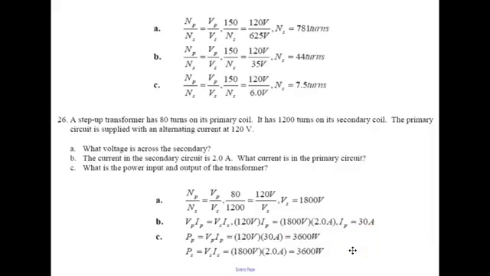And then they want to know the power input and output of each. So you just go ahead and do your calculations. P equals V times I. And you get 3,600 watts, 3,600 watts on both. And it makes sense they should be equal to each other.